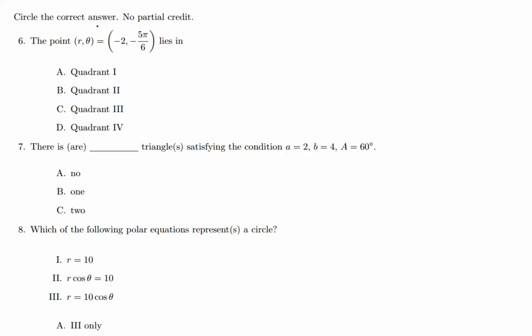Circle the correct answer. No partial credit. The point (r, θ) in polar coordinates, (-2, -5π/6), lies in which quadrant? 1, 2, 3, 4. So let's try to plot this point.